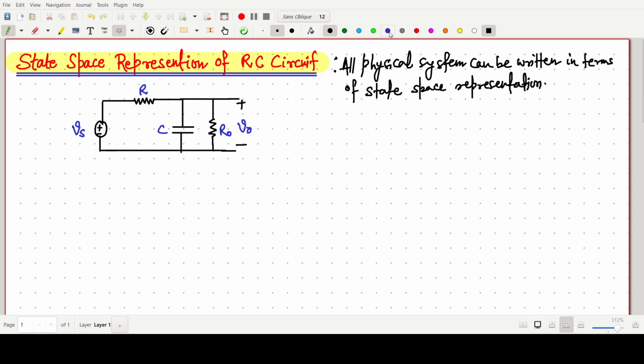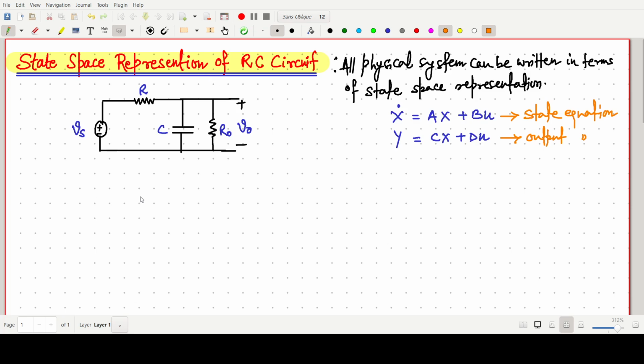Okay, so basically in the state space representation we have to write any physical system like x dot is equal to Ax plus Bu, and y is equal to Cx plus Du. These are the two equations, where the first one is called the state equation, and the second one is our output equation. Okay, so any system can be written in this form. So this one is our very fundamental RC circuit.